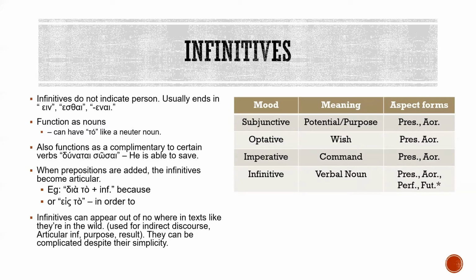Prepositions along with an article that are posted before an infinitive make the infinitive articular, such as dia to plus the infinitive. It makes the infinitive as because blank, or eis to plus the infinitive is in order to. Infinitives can appear very complicated, or actually are complicated despite their simplicity.